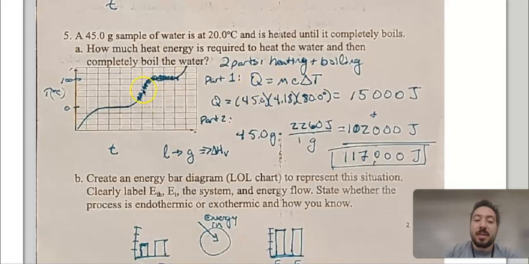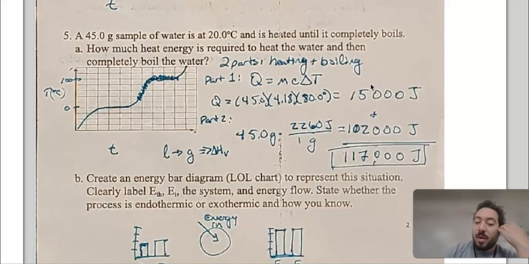As we can see here, we again start at 20 degrees, heat it up until it boils, and then it boils, it's a gas. So Q equals M, which is our mass of 45.0, C, specific heat of water. We're heating it up as a liquid, so we're going to use the liquid heat capacity of water, which is 4.18. And then to go from 20 to 100 is 80.0 degrees, and that gives us 15,000 joules. So we have 15,000 joules of energy, or 15 kilojoules, from just heating it up.